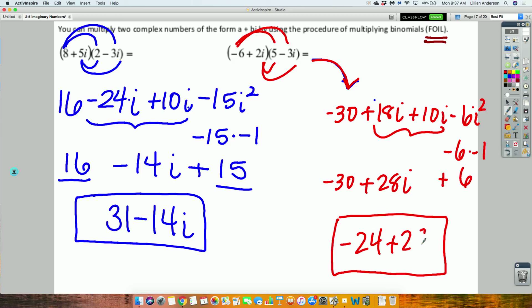Did you guys get that? Yes. Awesome. Wait, what happened? All right, negative 30. A negative times a negative makes a positive, so that becomes a positive 18i. And then a positive times a negative gives you a negative 6. I just messed up on moving that.